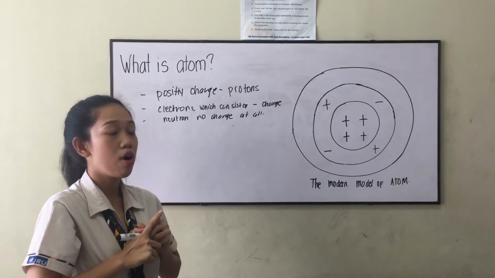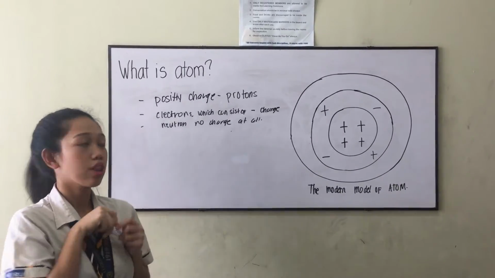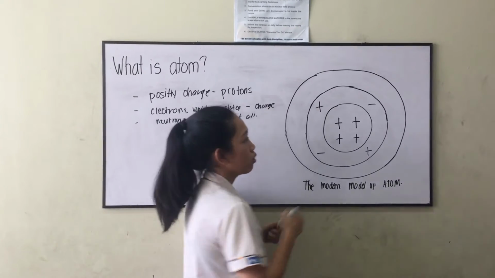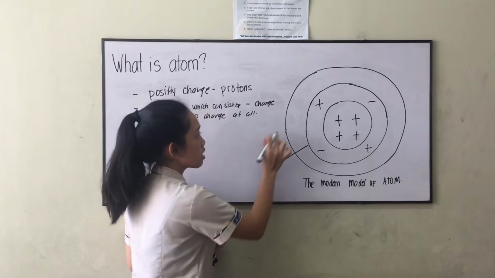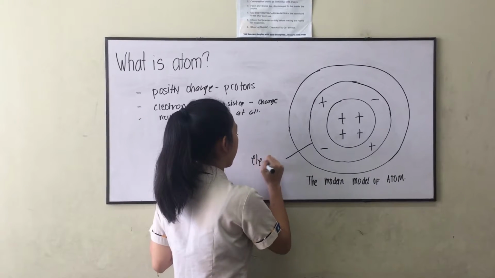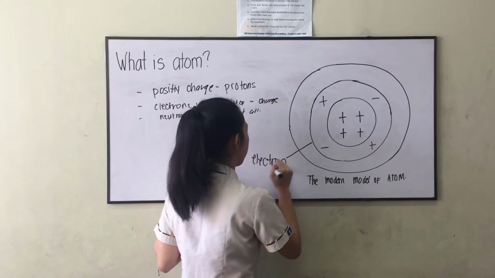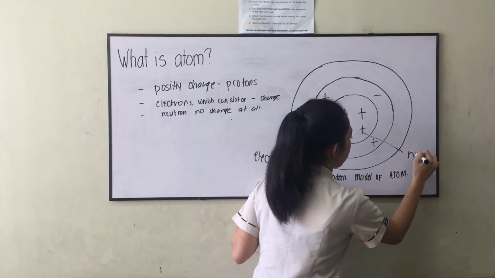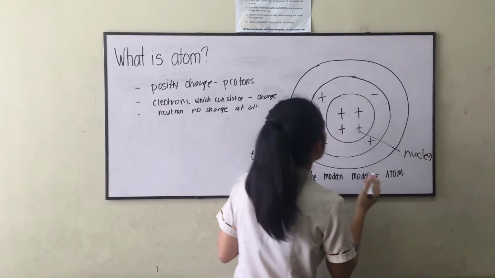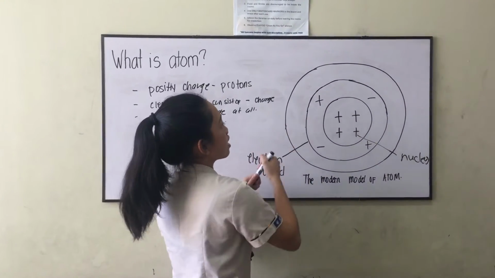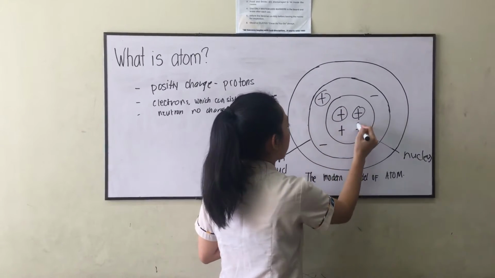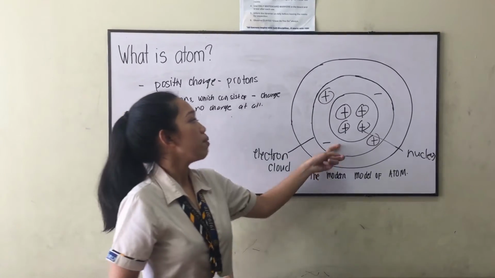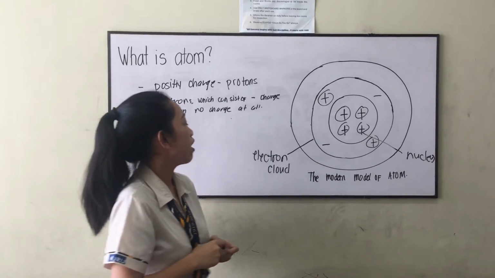According to Democritus, the word atom came from the word atomos. This is the modern model of an atom. The second circle is what you call the electron cloud, and this is what you call the nucleus. The positive charges are what you call the protons, and the remaining negative charges are the electrons.